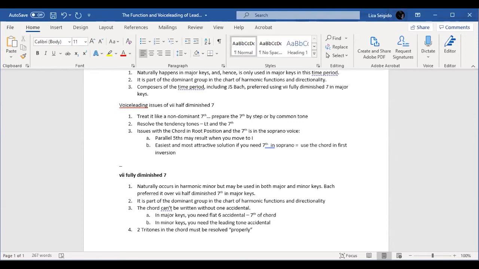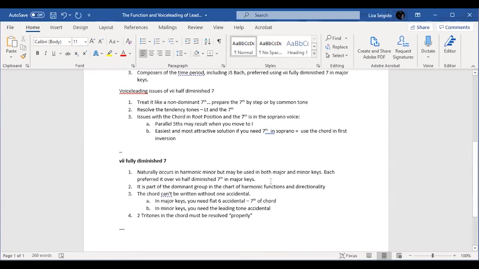So, voice leading issues of the seven, fully diminished seven. I shouldn't say issues, I should say guidelines. It's not an issue. Well, it is an issue, but guideline is the word I was looking for before. And not of, but for.